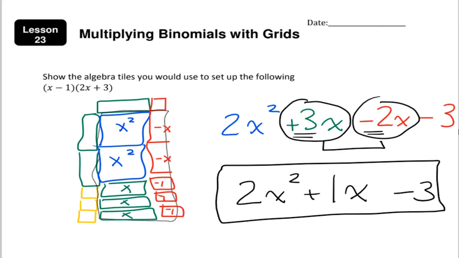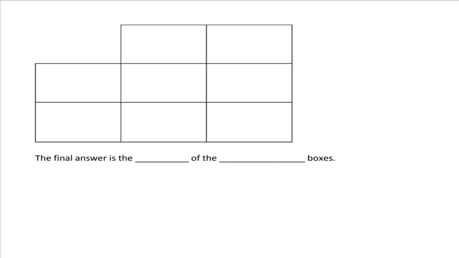We're going to do the same exact problem, except we're going to use a grid. It's going to be a little bit different. We're going to need our calculator. So pause the video if you need to copy this down, and then we're going to go to the grid. Okay, so we're going to do the same exact problem, and I'm going to rewrite the problem up on top just so that you remember what it was. It was x minus 1 times 2x plus 3. And we're going to organize that using a grid instead.